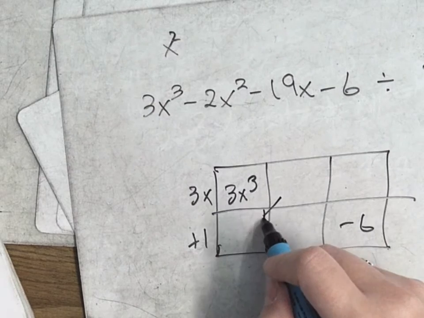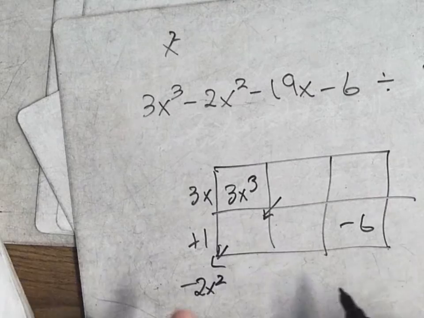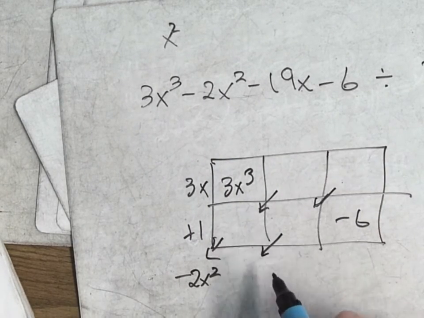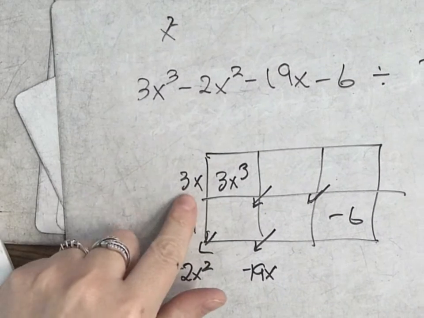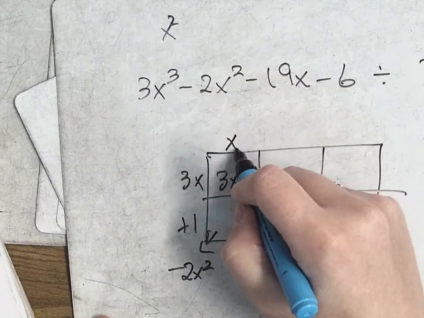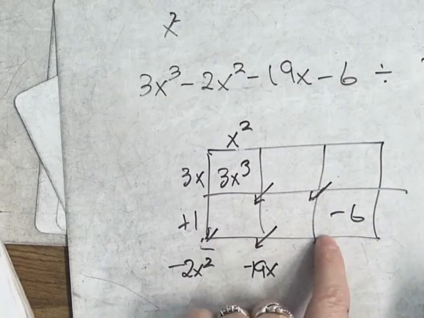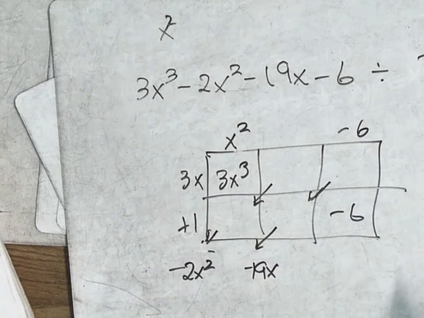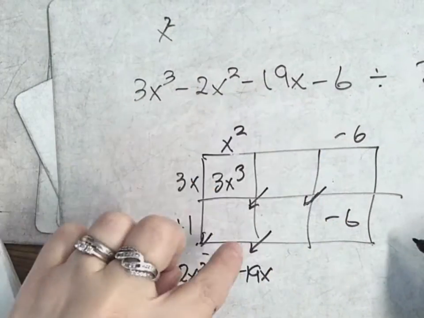The first two diagonals go together to give me what? Minus 2x squared. Be careful, it's not 2x squared, it's minus 2x squared. And the second two go together to give you what? Minus 19x. Right? So then you say 3x multiplied by what will give me 3x cubed? X squared. Plus 1 by what will give me minus 6? So plus by what will give me a minus? Plus by a minus. 1 by what will give me 6? 6. See the way I did the signs separate and the numbers separate. Then you can fill in the inside by multiplying.